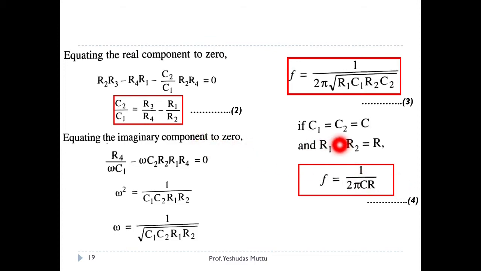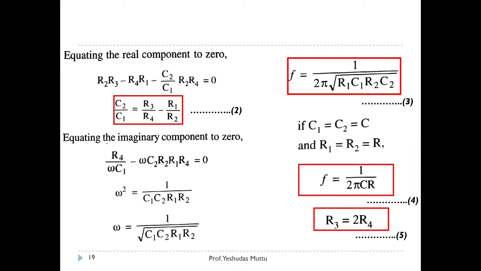Similarly, equation 2. If I substitute R1 is equal to R2 is equal to R, this will get cancelled. I'll get 1. Similarly, if I put C1 is equal to C2 is equal to C, I will get 1. So minus 1, if I take over this side, it will be 1 plus 1, which will be 2. So R3 upon R4 will be 2. So R3 will be 2 times R4. Call that equation 5. So I've got this condition.